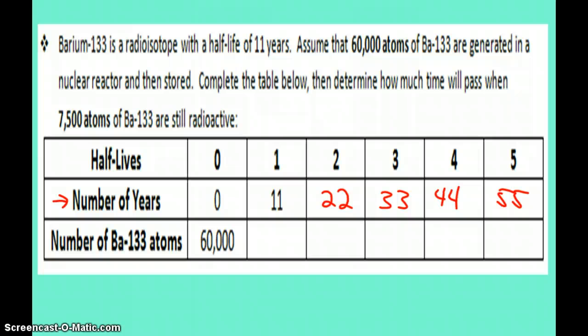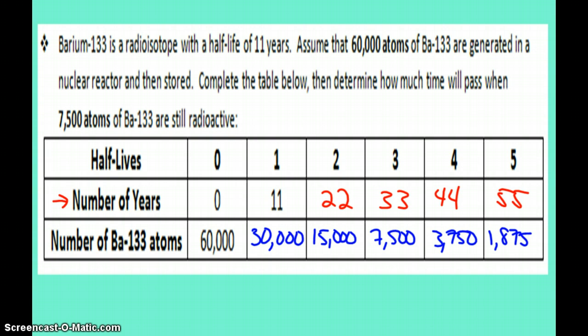So if we start with 60,000 radioactive atoms, after one half-life, 30,000 will still be radioactive barium-133. Then we'll drop down to 15,000. Then we'll drop down to 7,500. And then 3,750. And then 1,875. And so on and so forth.